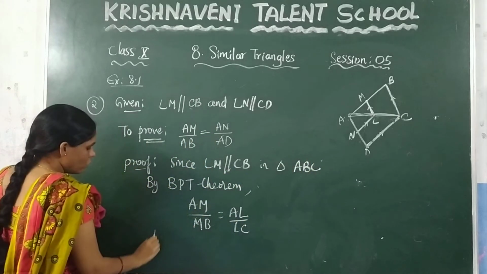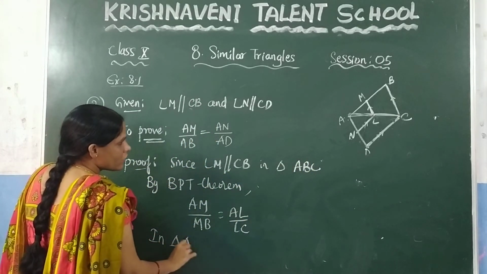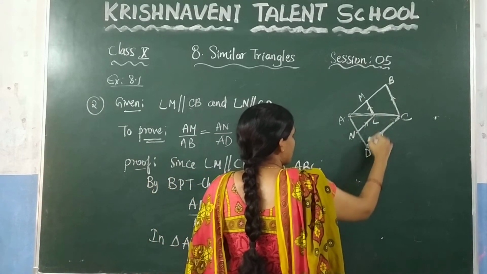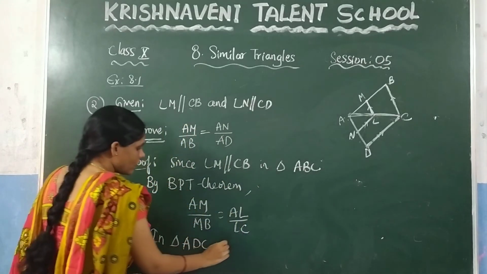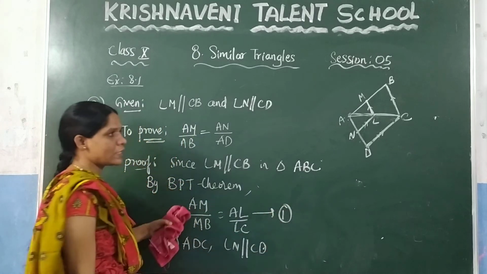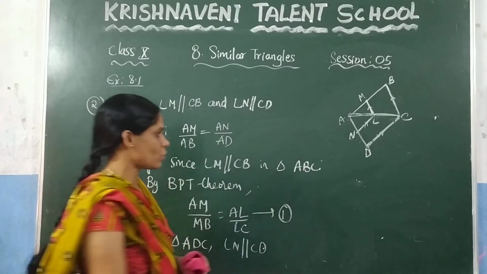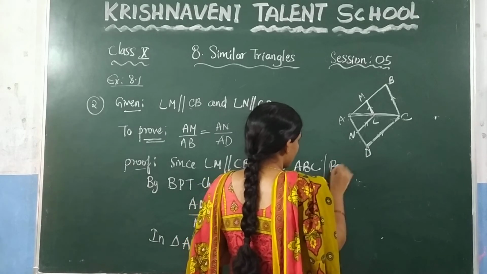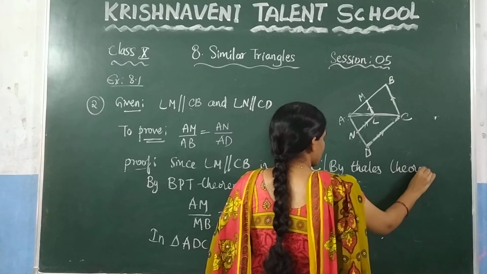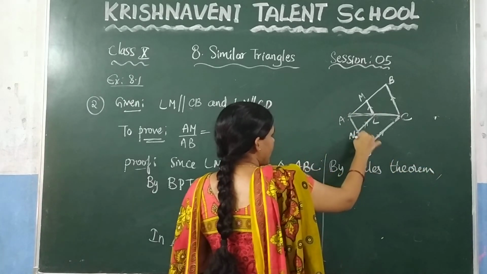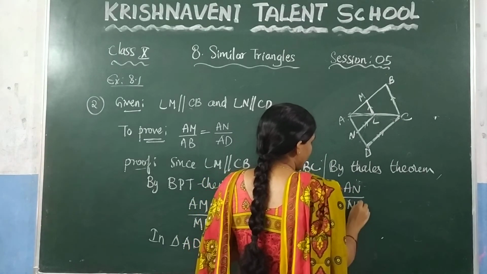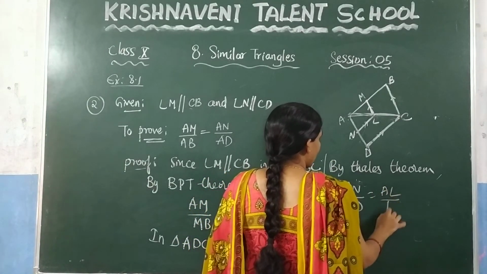Now similarly you need to consider the triangle, which triangle? Which is nothing but ADC. And if you consider this below triangle ADC, LN is parallel to CD. This is the condition they have given, which is LN is parallel to CD. And again by the basic proportionality theorem, these two sides are divided in the same ratio. So write it here by Thales theorem. You can write it here AN by ND is equal to AL by LC.